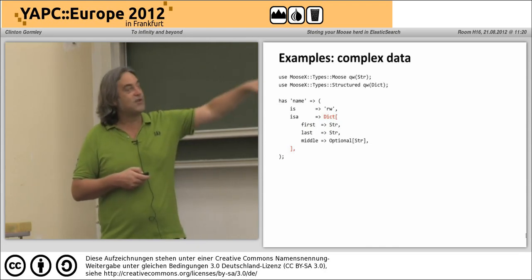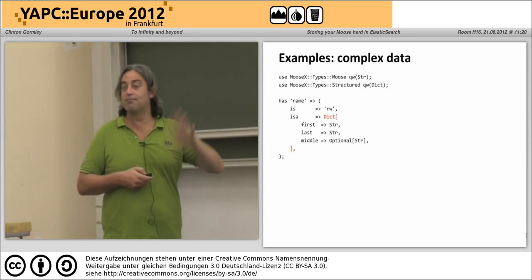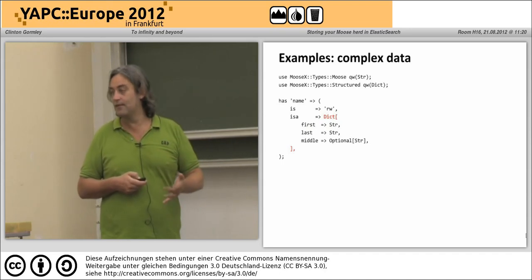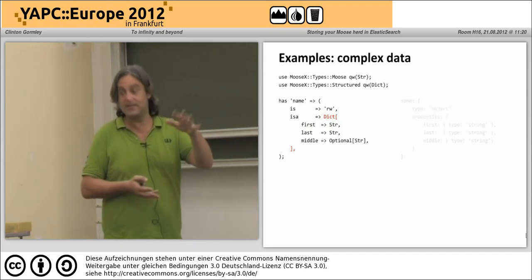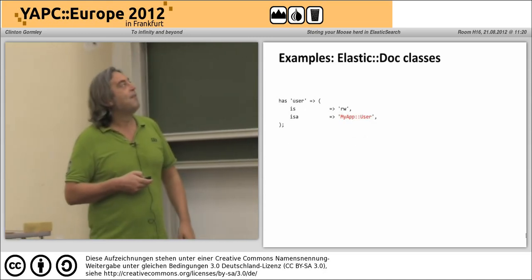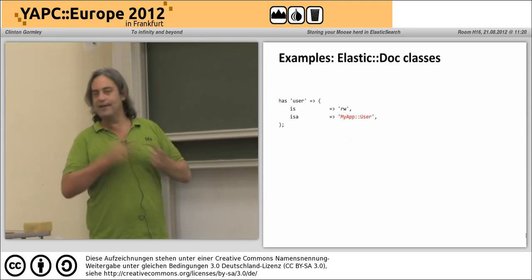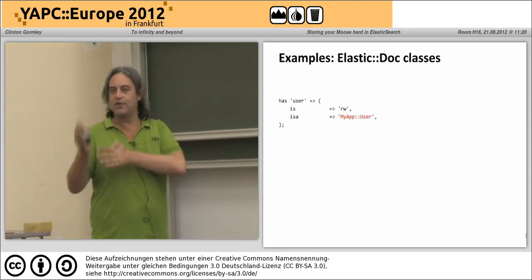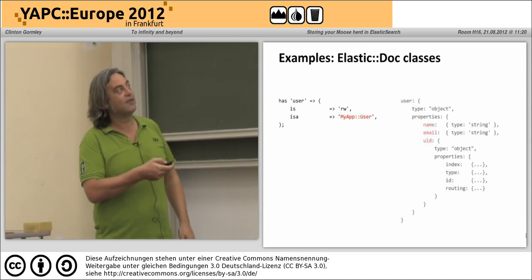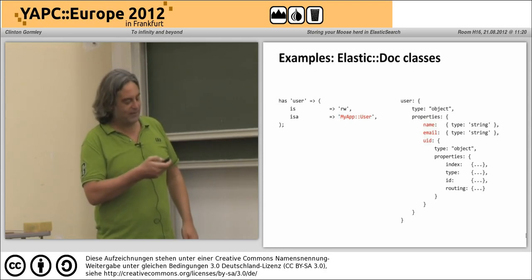You can store structured documents, nested documents, arrays, geolocation points, Moose classes. If there's something that isn't supported, it's easy to write a kind of type map handler that will support it. You can store other Elastic doc classes, or at least links to them, like we did with the post and the user. And all that's required here is that you specify the Elastic doc class that you want to store. It creates quite a complicated mapping.